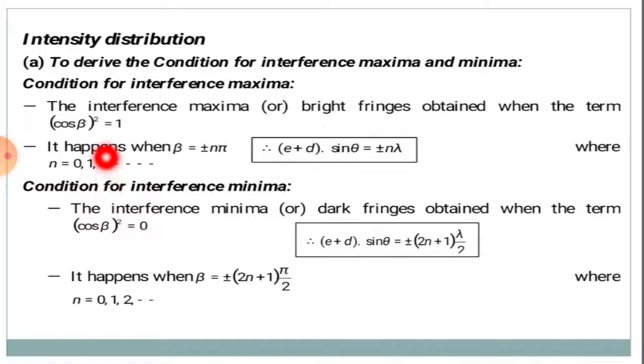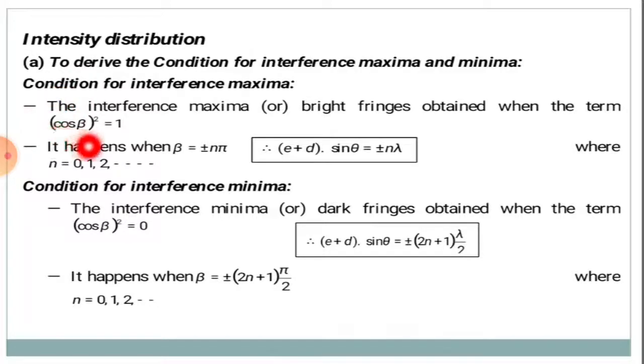In the resultant intensity distribution at a double slit, we observe the combined effect of interference and diffraction. Here we first find the conditions for interference maxima and minima. Now you can see the condition for interference maxima. The term cos square beta gives the set of equidistant dark and bright fringes due to interference.